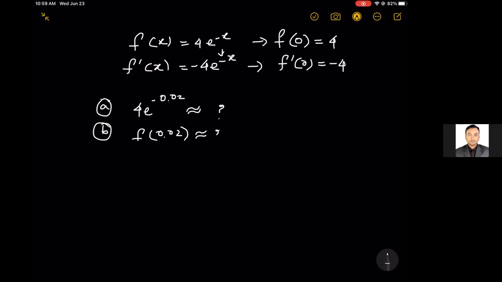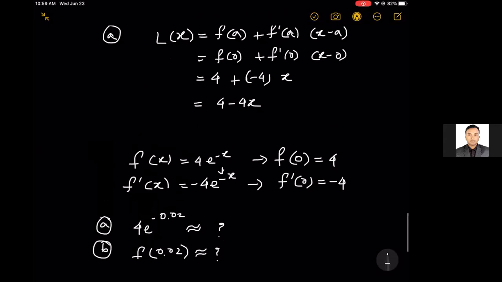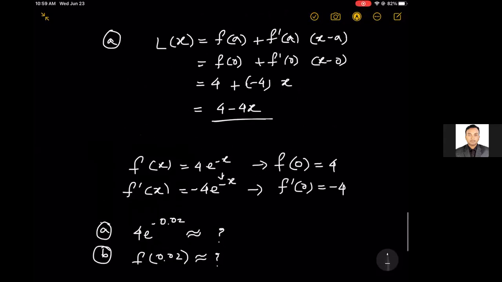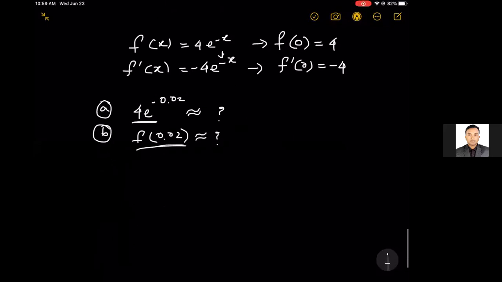Obviously, using the linear approximation. The first part of the question will definitely tell you to find the linear approximation like this. And then the second part might tell you that approximate this for me or approximate this for me. What should we do? So that's really easy.